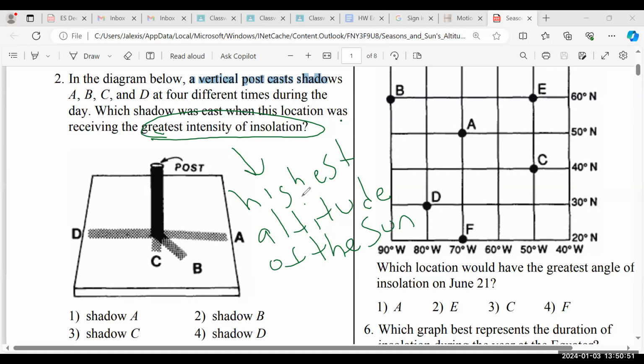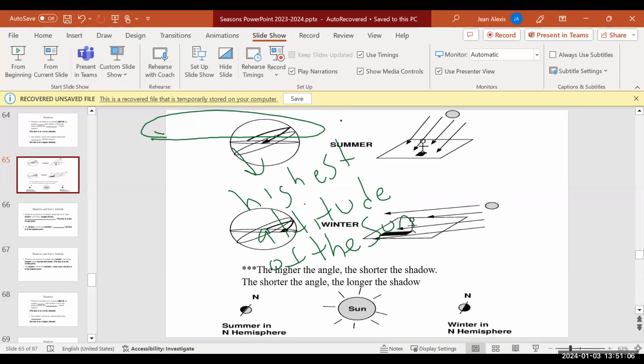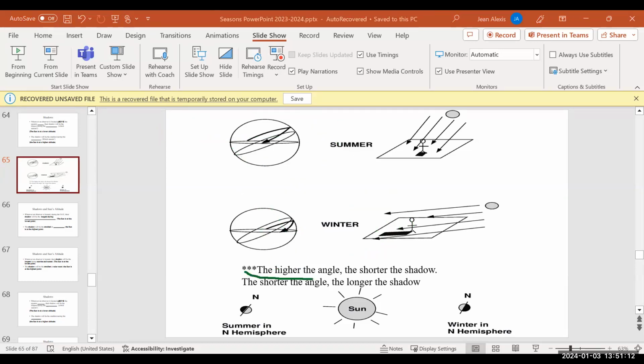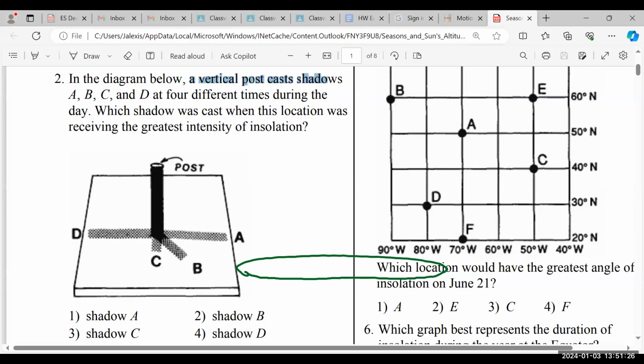So what do I know? How can I tell which shadow was cast when the sun is at its highest altitude? Well, when we go to our notes, one of the things that we saw is that the higher the angle, the shorter the shadow. So if we're looking for where the sun has the highest angle, we're looking for the shortest shadow. Out of all 4 of these, which one has the shortest shadow? That's right, everybody. It is choice C.